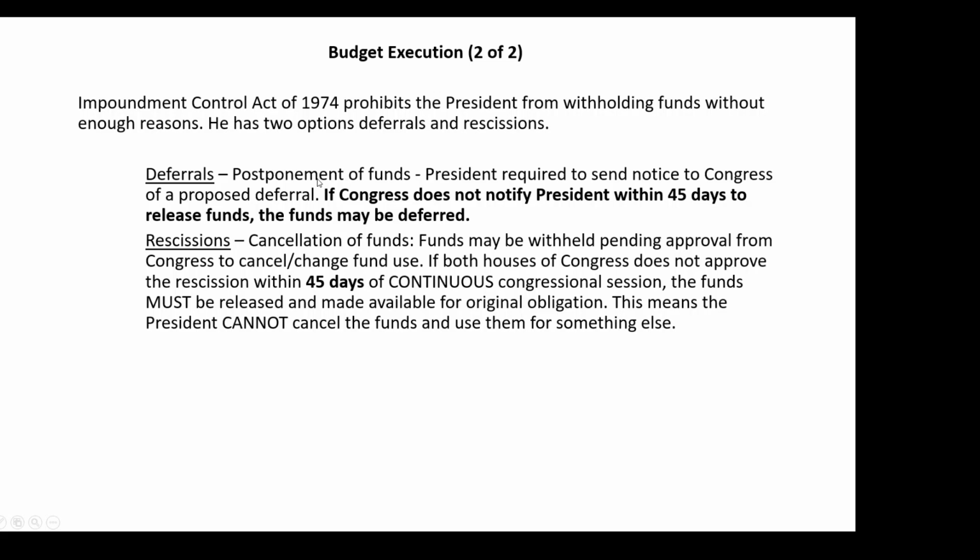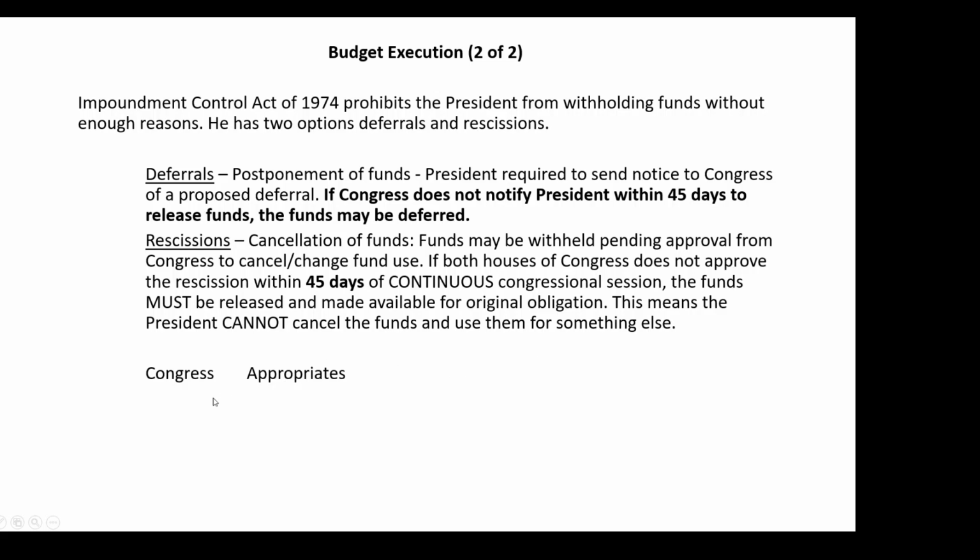So let's see. I think I misspoke up here. So the deferral, if Congress does not notify the president within 45 days to release, the funds may be deferred. Okay, so this one, the deferral says if they don't reply within 45 days, that's my yes to go ahead and defer. Rescission says if they do not reply within 45 days, I cannot cancel. I have to release the funds to do what they said to do with it.